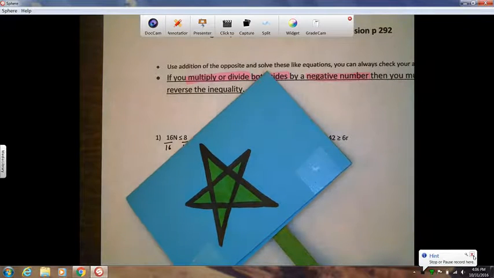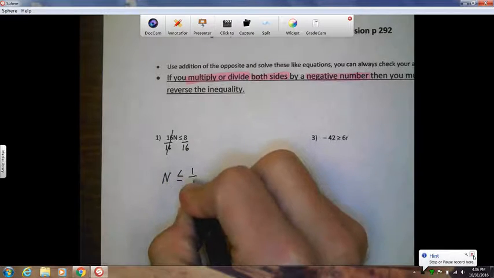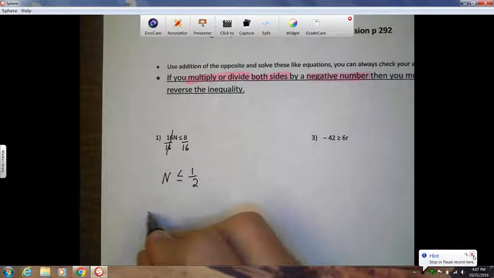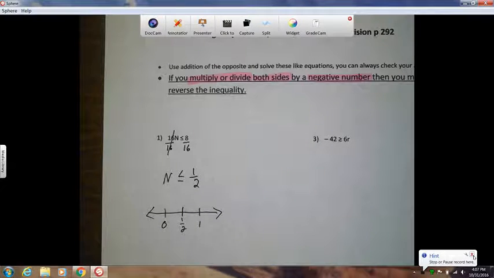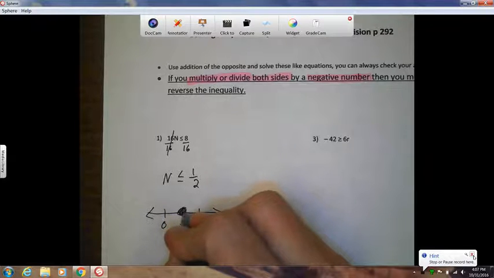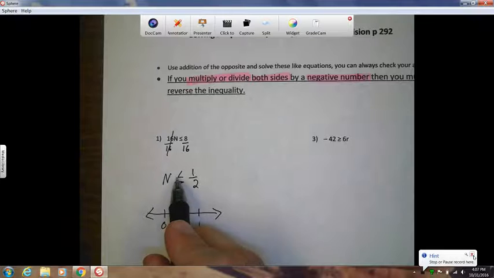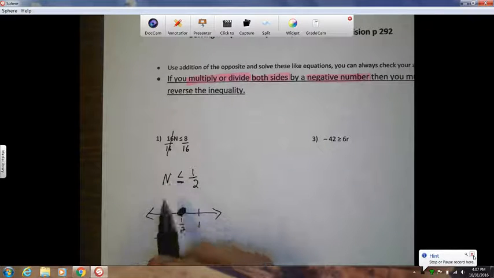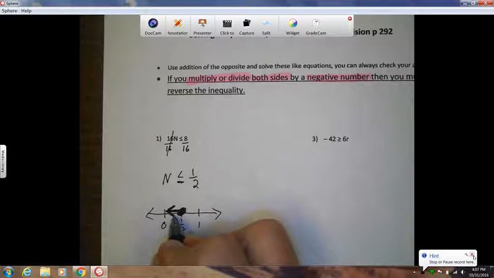Now pay close attention here, because many people will think that 8 divided by 16 is 2. And that's not correct at all. It's 1/2. n is less than or equal to 1/2. So make your number line. Of course, you can do it any way you want. You should know where 1/2 is on a number line. It should be a filled in circle, because it can be equal to. n is less than, and it's pointing at my variable, so it needs to go to the left. So it looks like that.